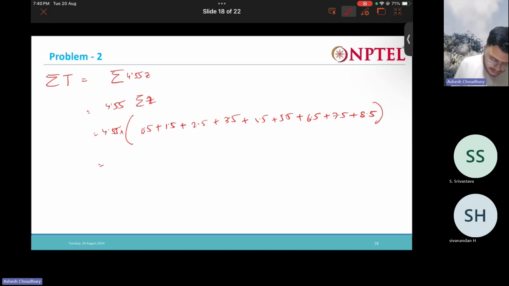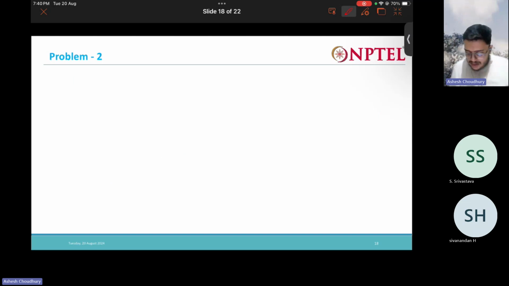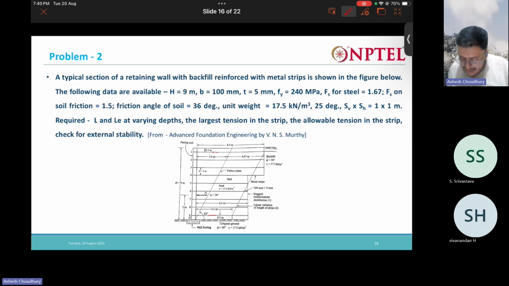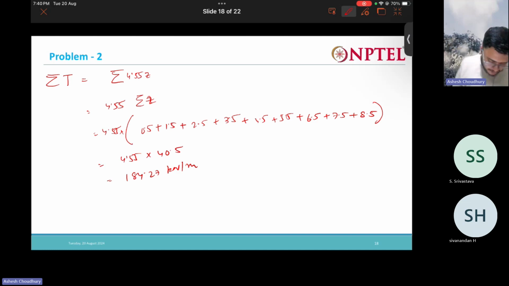This one will come out as this much, which is the total load transferred to the reinforcement. All the reinforcements together are taking this much load, 184.27. How many reinforcements are there? All the nine layers of reinforcement together are taking this 184.27 amount of load.